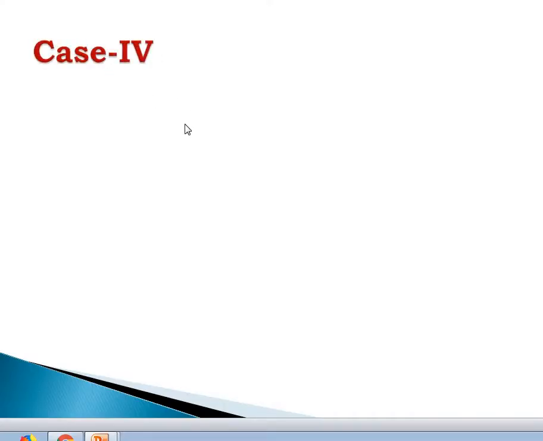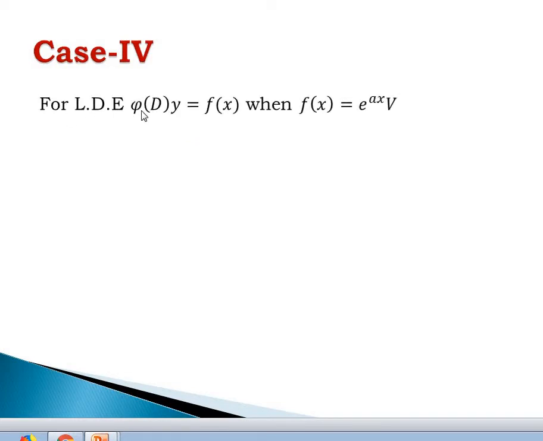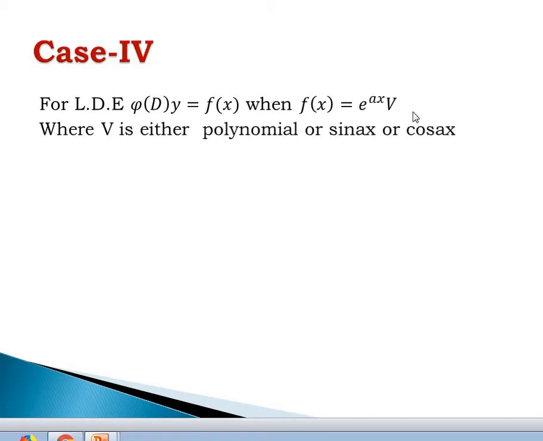So this case 4 is for LD, that is linear differential equation, phi of D y is equal to f of x, when f of x is equal to e raised to ax into v. If the function f of x is of the type e raised to ax into v, then we can apply case 4. So in case 4, v is either a polynomial or any sine function or cosine function.